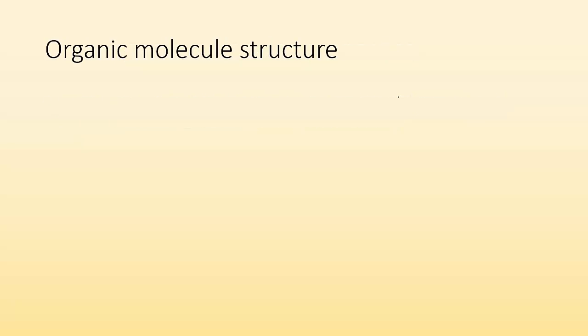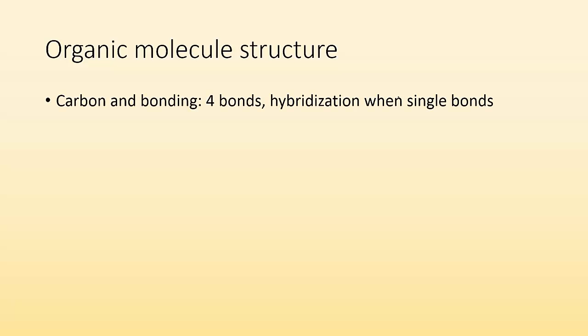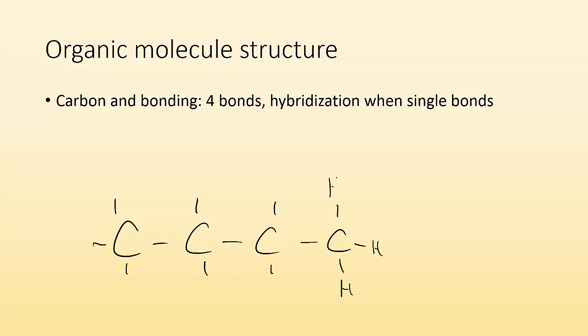All right, so organic molecule structure. Let's start there because structure has everything to do with function and its properties. So organic molecules have carbon, and they're bonded together. I'll start with just a simple alkane, and it looks like this. It's a 4 carbon chain, and on each of those carbons are hydrogens.